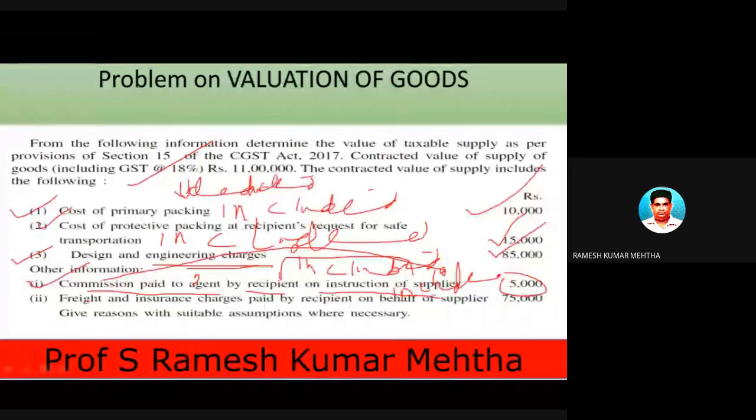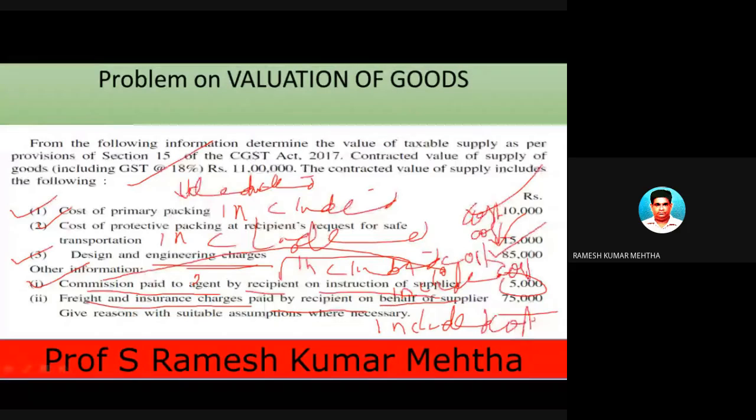Number 4, freight and insurance charges paid by the recipient on behalf of the supplier. So irrespective of whether it is incurred by the recipient or supplier, it doesn't make any difference. But freight and insurance is a compulsory expenditure without which the goods will not reach the end customer safely and secure. So this 75,000 should also be included in the cost, because these are the cost. This is cost. This is also cost. All this should be included.